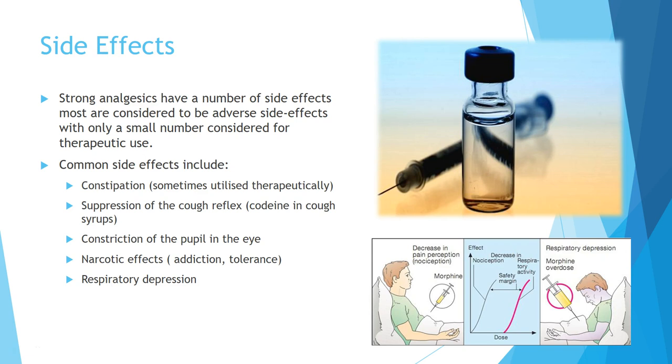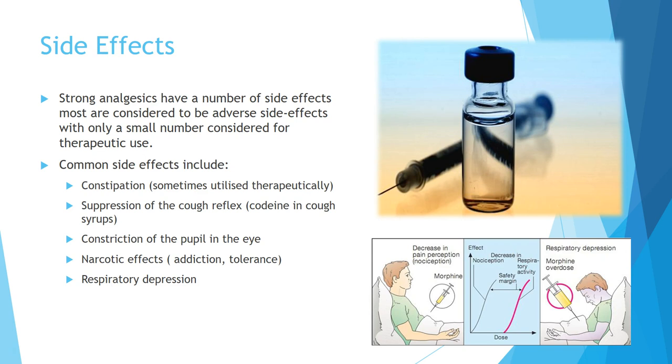So, of course, we have talked about side effects quite a lot. So strong analgesics have a number of side effects, which is a reason why most of them are administered under medical supervision. Okay, so pretty much most of these are considered to be adverse side effects, with only a small number considered for therapeutic use. So remember, side effects can sometimes be used for other therapeutic processes. The common side effects are constipation, suppression of cough reflex, constriction of the pupil in the eye, narcotic effects, including addiction, and we have buildup of tolerance and respiratory depression.